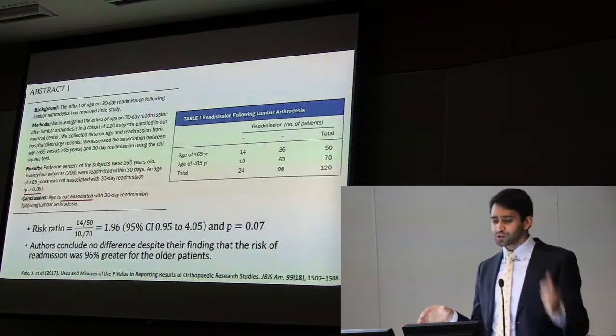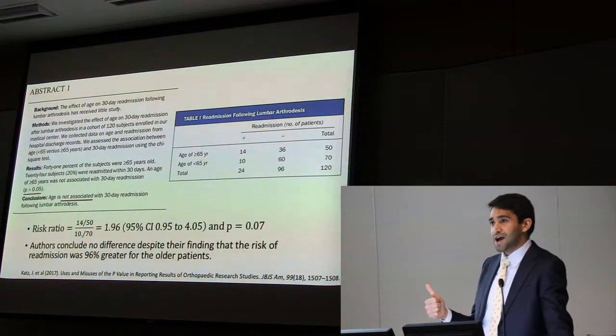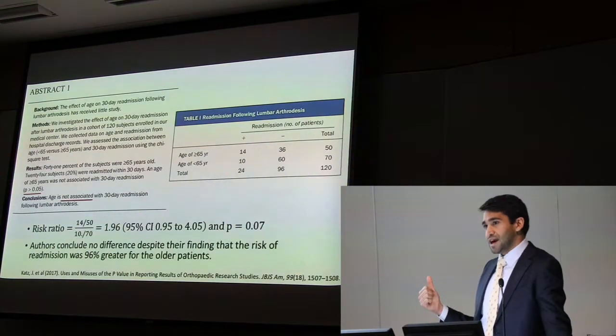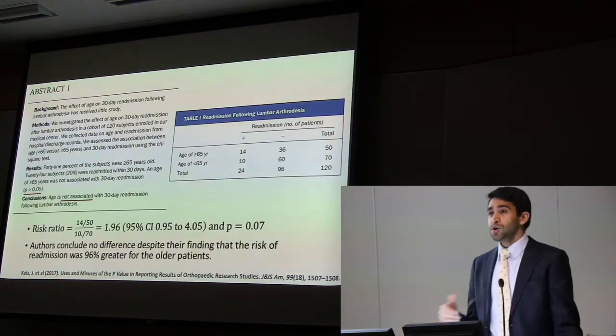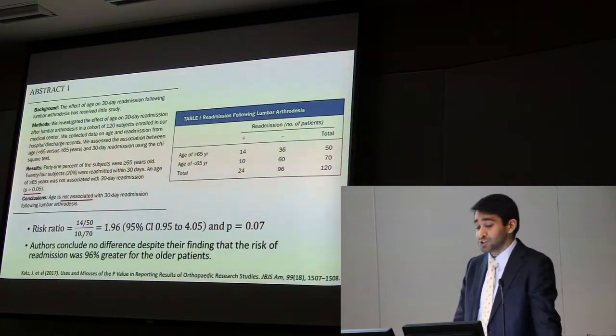So the authors conclude there's no difference, but the relative risk is pretty high, right? There's a 96% higher chance that people older than 65 are readmitted in 30 days. So most policy experts, most clinicians would argue that that's something we ought to pay attention to.